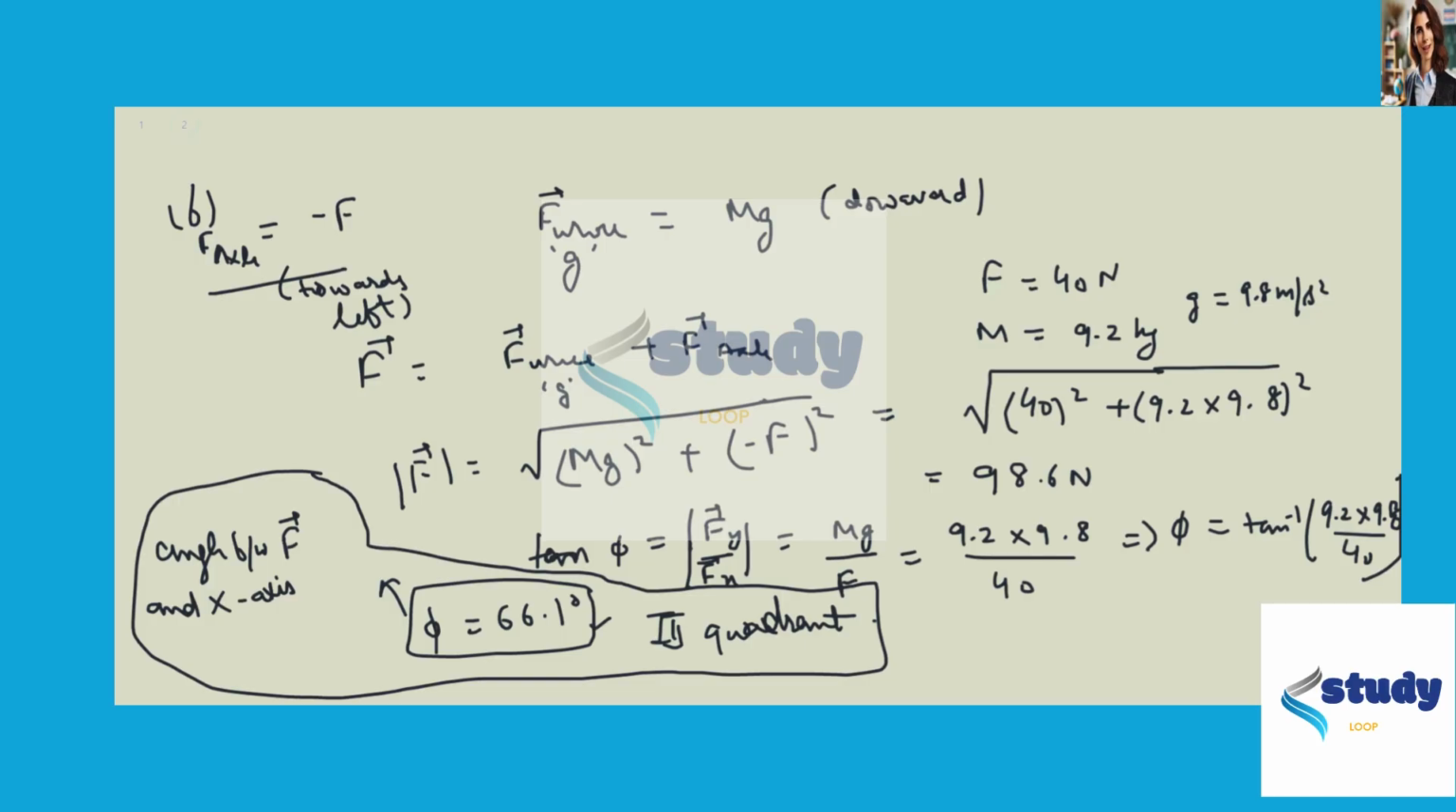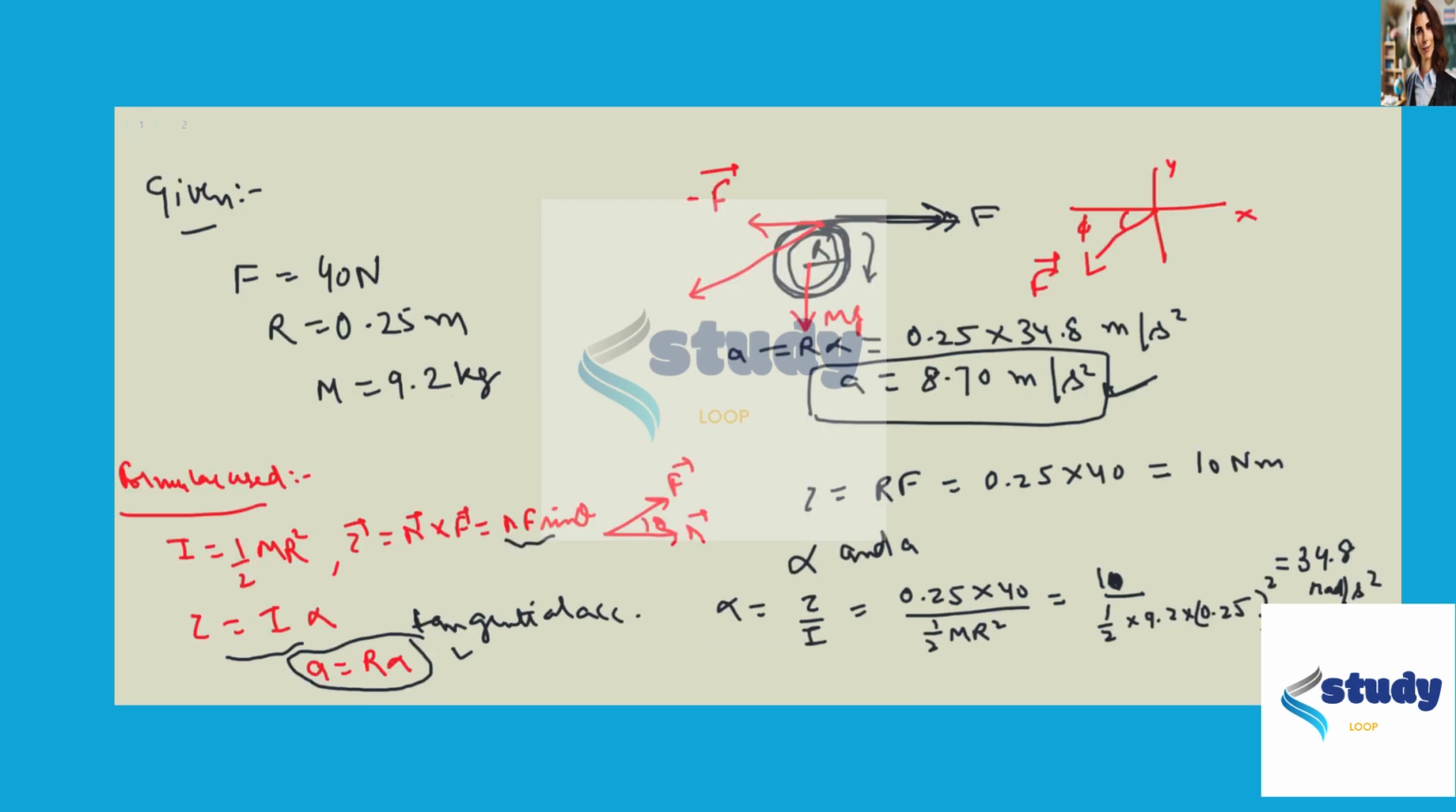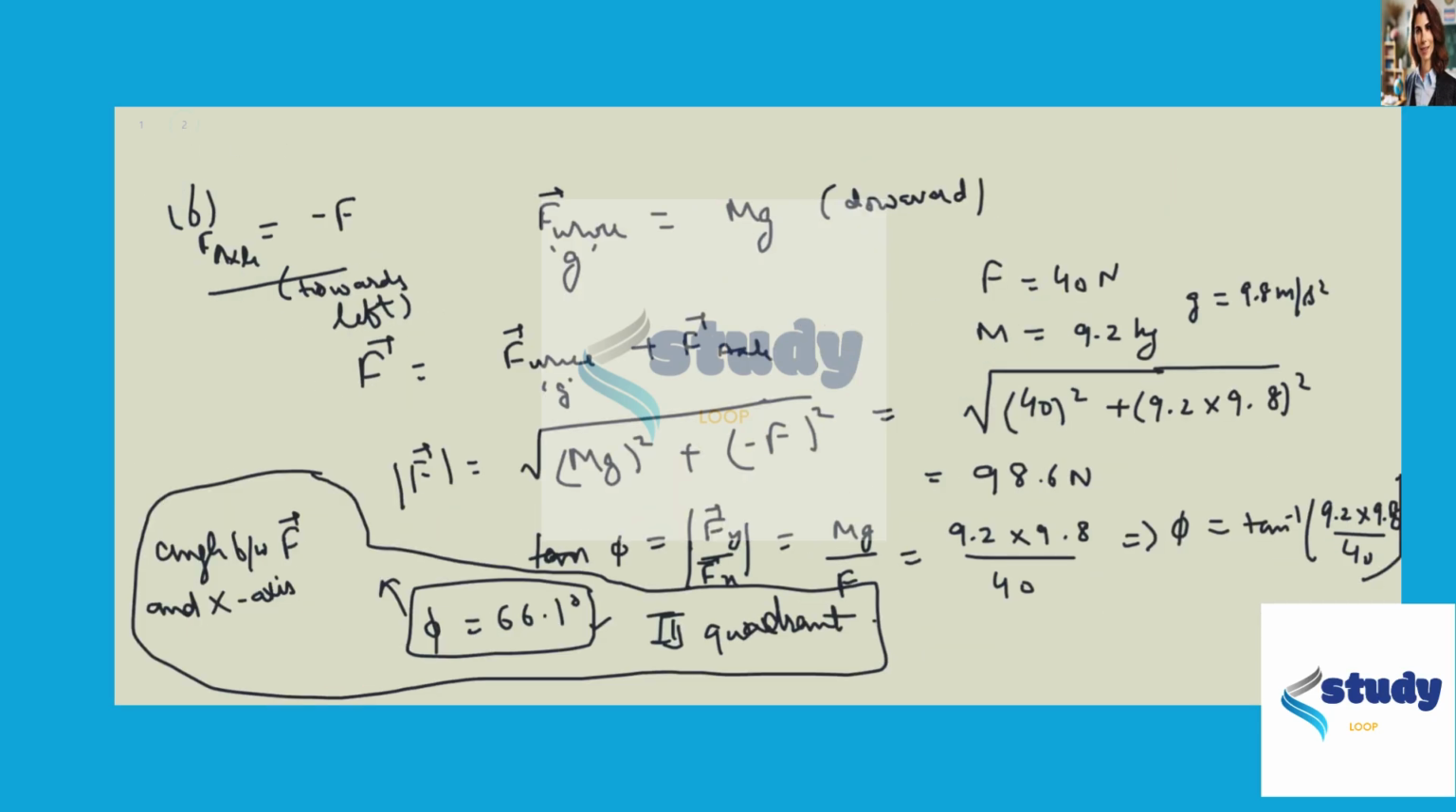So now we are done with part B, but the C part asks what if we change this F vector to this way. Again the axle feels this force, which is minus F in the upward direction. There is no effect on the angular acceleration because the F remains the same. Again alpha is the same and a is also the same.